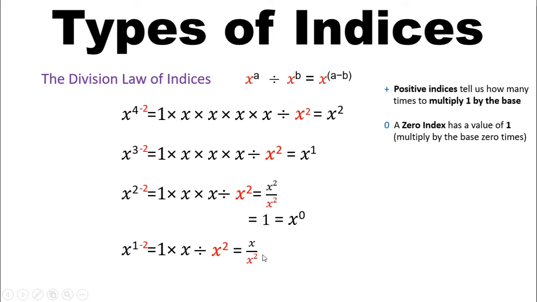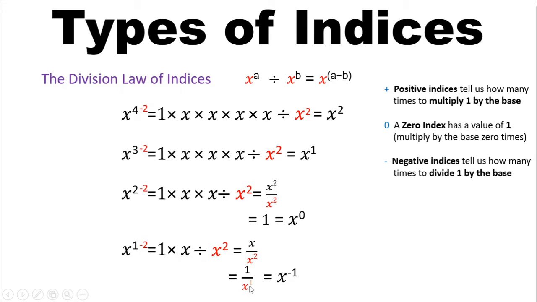Both the top and the bottom can divide by x, leaving 1 on the top, and rather than x squared on the bottom, x to the power of 1, which you see I've done in pink so you don't need to put it. 1 over x is the same thing as x to the power of -1. Remember, 1 minus 2 is -1. So x to the power of -1 is 1 over x to the power of +1.